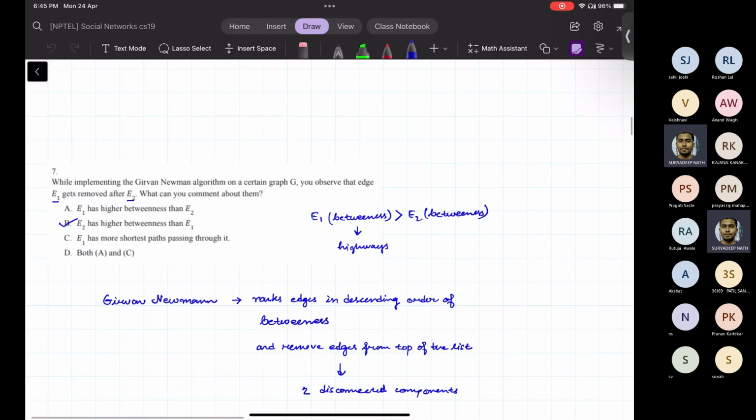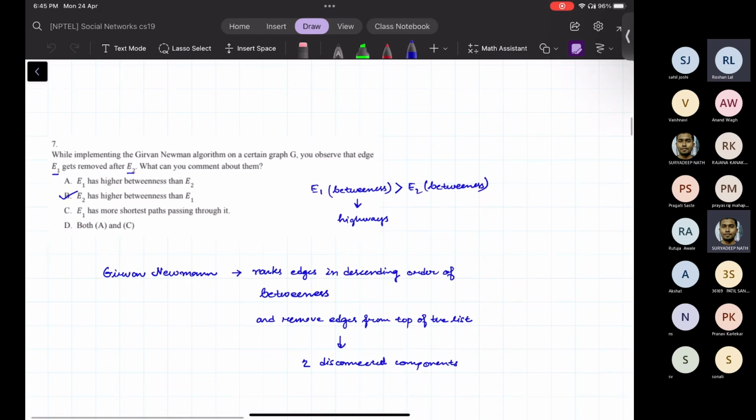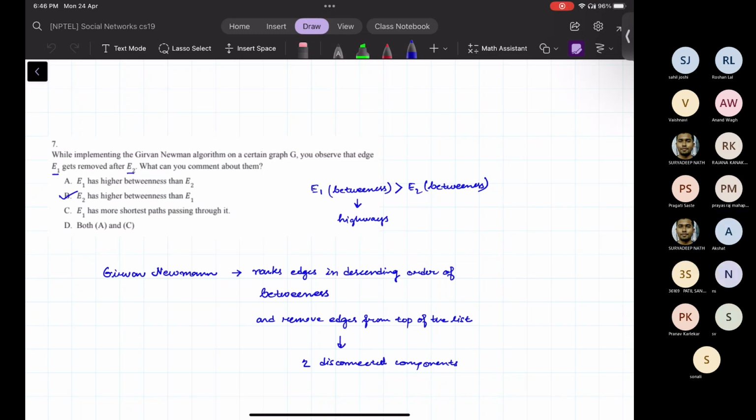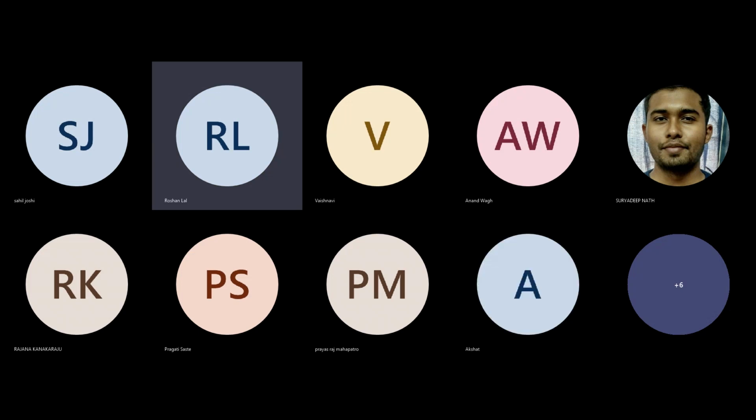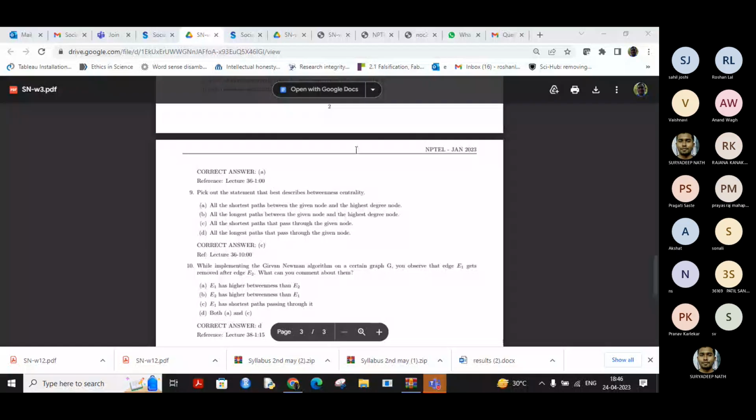This betweenness, are you talking about? Yeah, about the betweenness, sir. May I share? Yeah, go ahead. Just a minute, sir. Is it visible, sir? Yeah, I can see it.